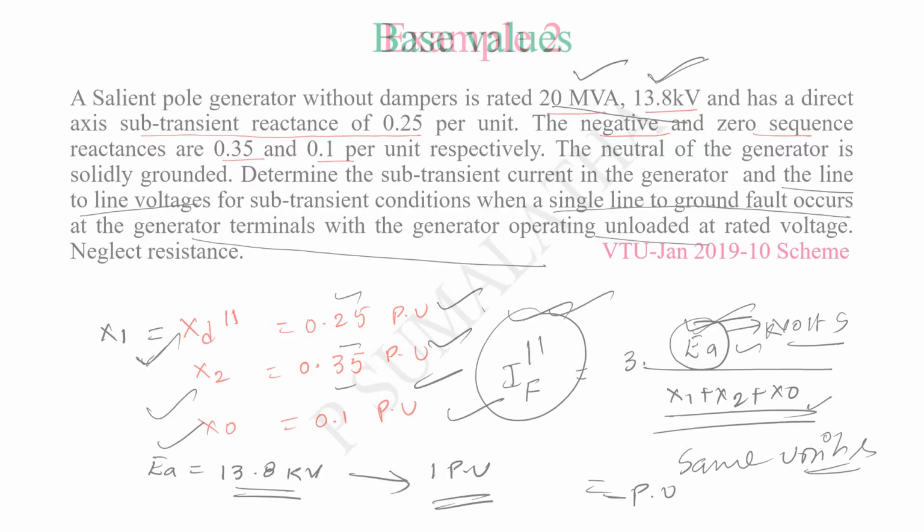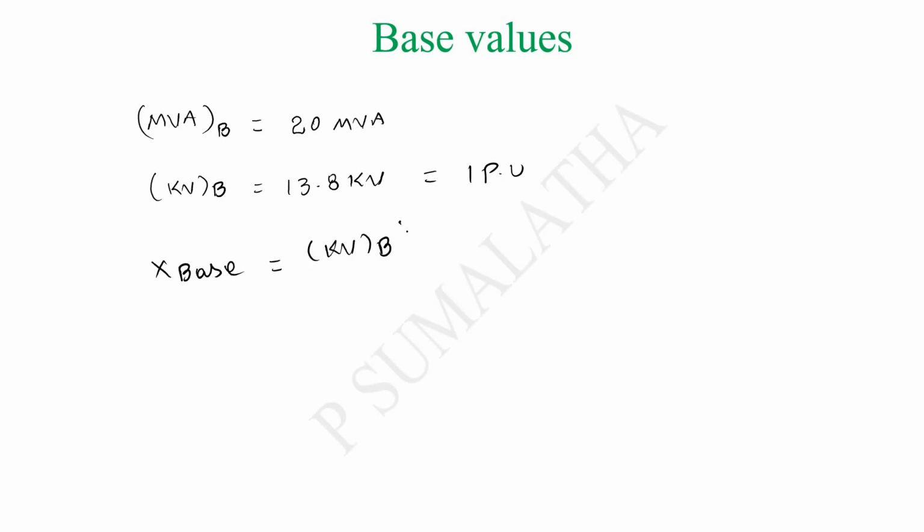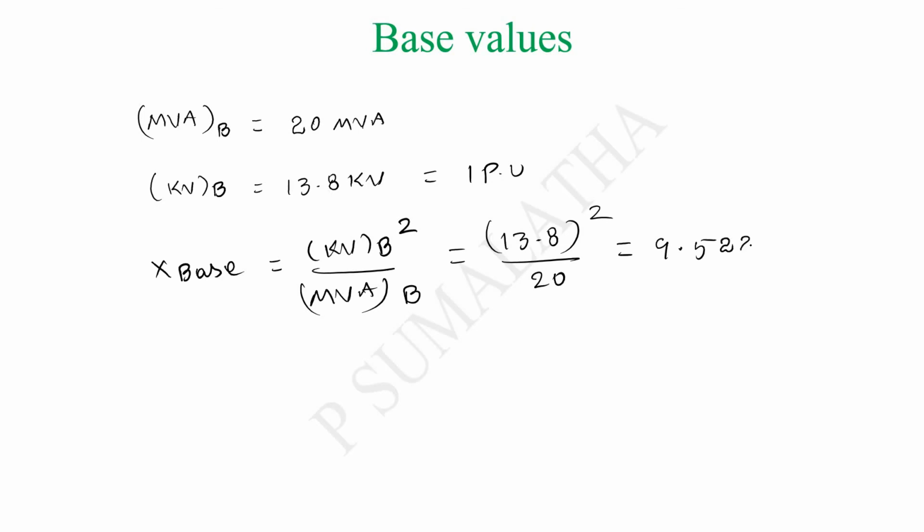Now let us proceed. Base values. We know MVA base is given as 20 MVA. kV base is equal to 13.8 kV. This can also be represented as 1 per unit if you want to find the values in per unit first. Now, we need to find the X base value. We know the formula for X base, that is kV base square divided by MVA base. We have seen this in the last problem also. That is 13.8 whole square divided by 20, which will give us 9.522 ohms.